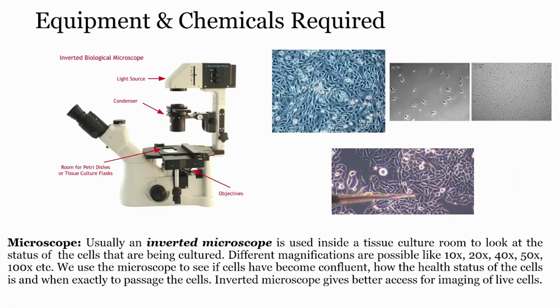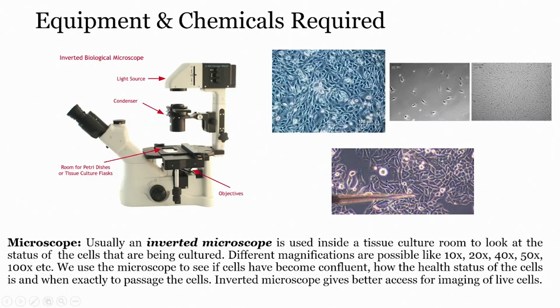Now, when you talk about equipment, you cannot miss the microscope. Generally, in a clinical research setting, you will find inverted microscopes, and you can see here that there is a room for a petri dish or tissue culture flask, which you can keep here. The objectives are at the bottom, the condenser is at the top, and of course, the light source is at the top of the condenser.